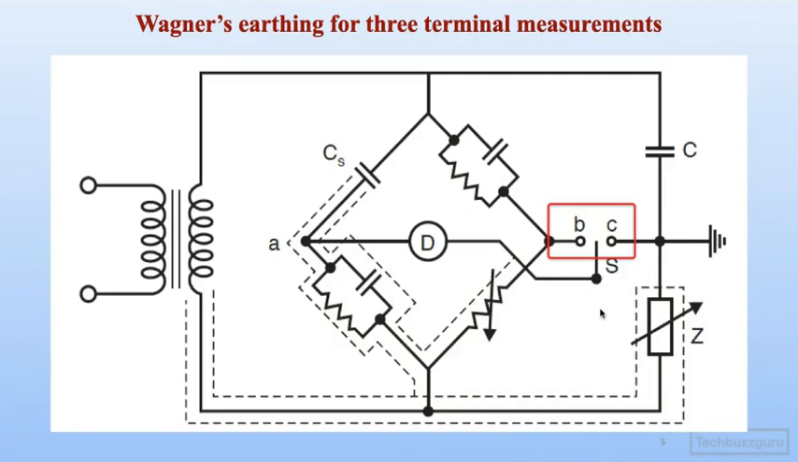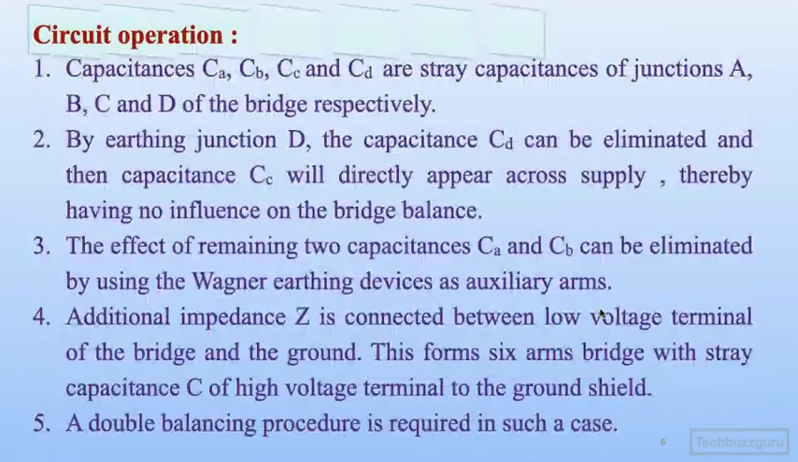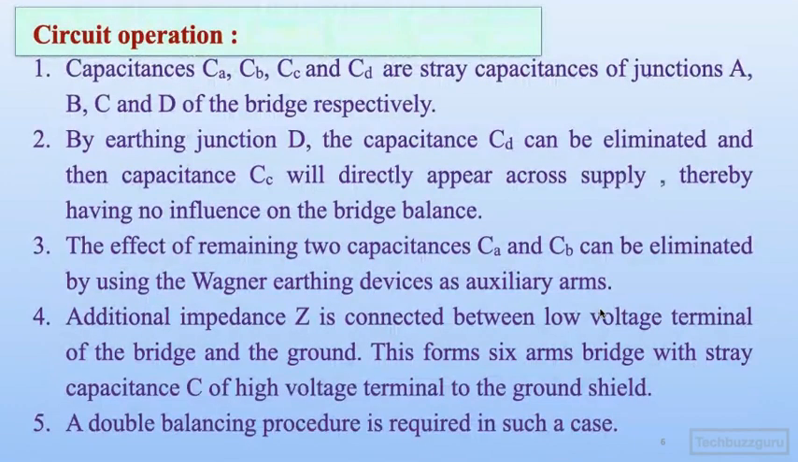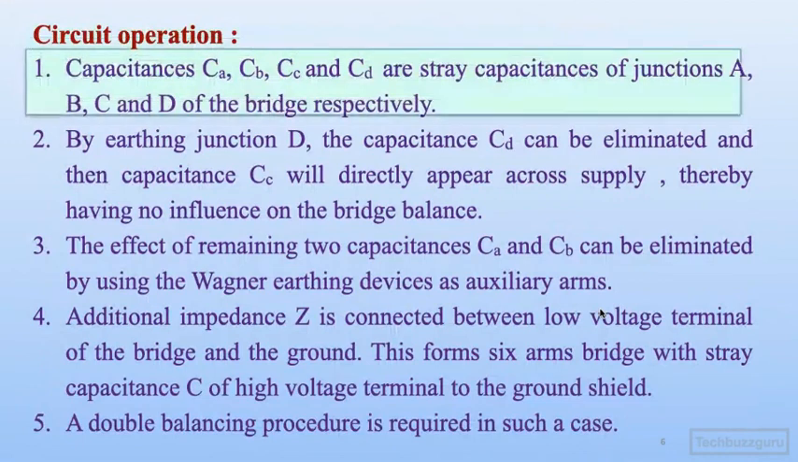And then this is a Wagner earthing type of selector switch, where there are two terminals B and C, right? And this is a variable impedance for achieving balance of the fifth and sixth arm, consisting of C and Z, right? Let us describe this circuit operation for the Wagner earthing device.